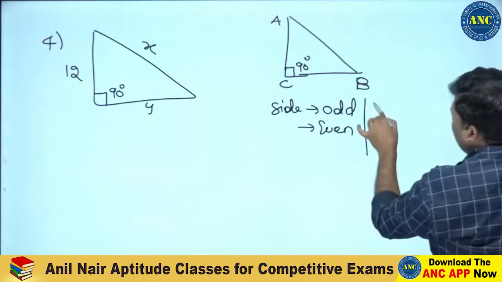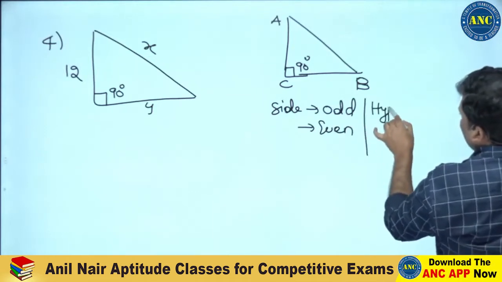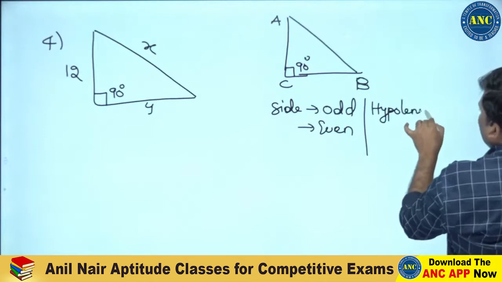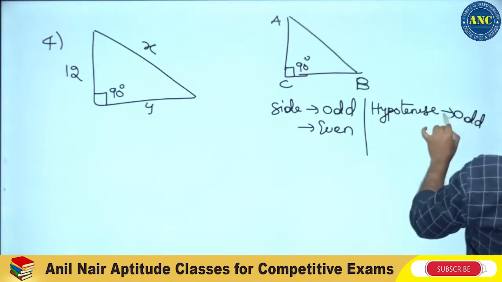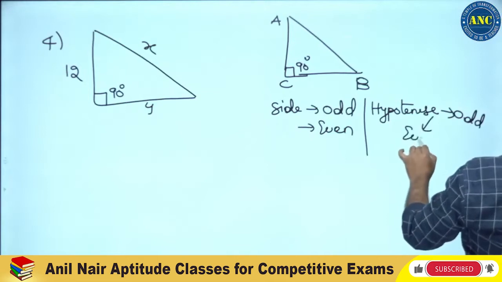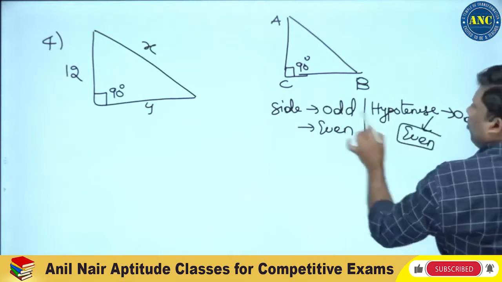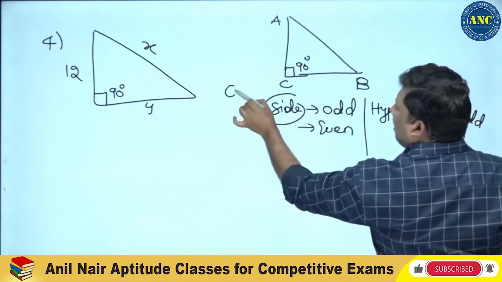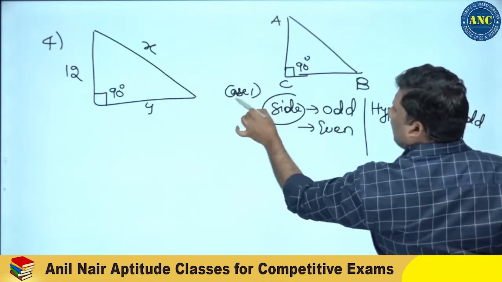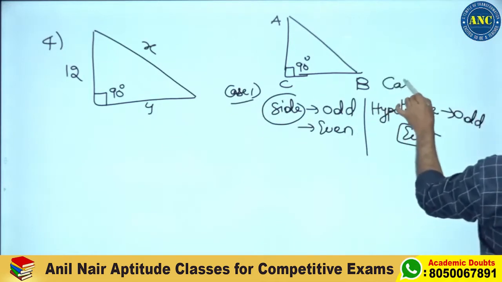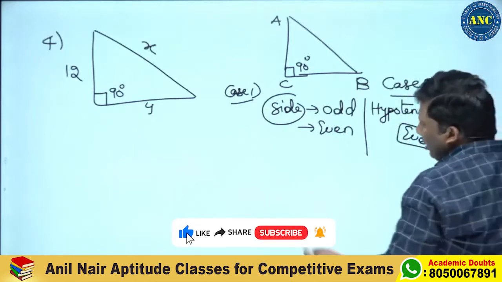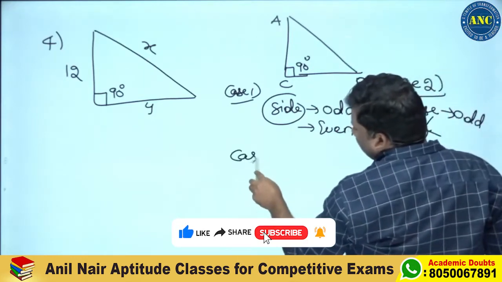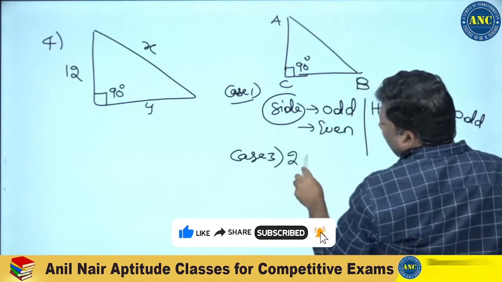What are the other two cases? Hypotenuse will be either an odd number or it can be an even number. Only the side value will be given, that is case 1. Only hypotenuse value will be given, that is case number 2. Case number 3. Two sides will be given.